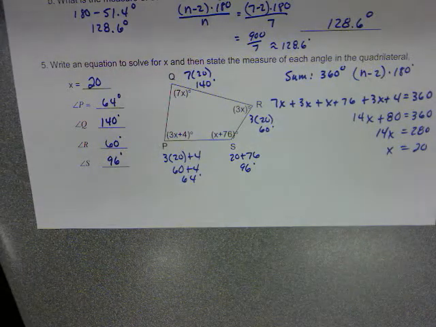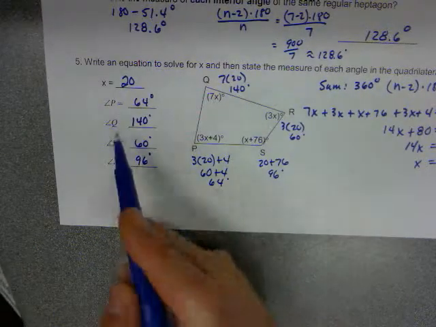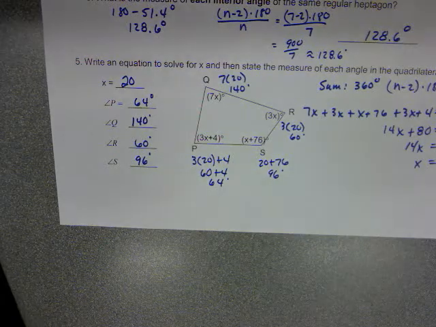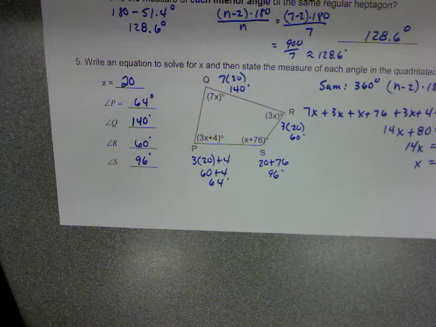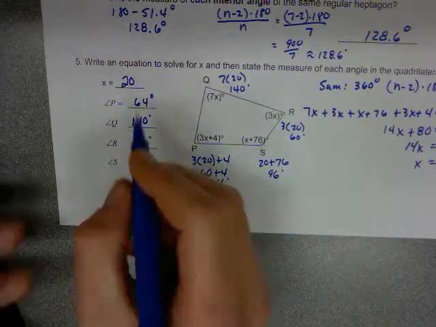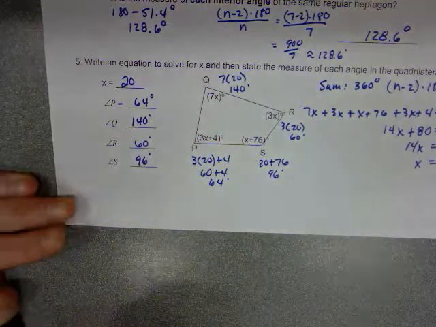Now, we always want to do a double check, so we'll add up these 4 angles to make sure they add up to 360. So 64 plus 140 plus 60 plus 96 is 360 when you add them up. So we got that correct, most likely.